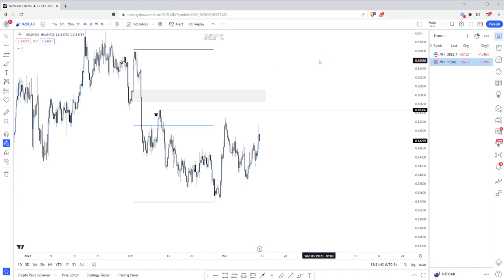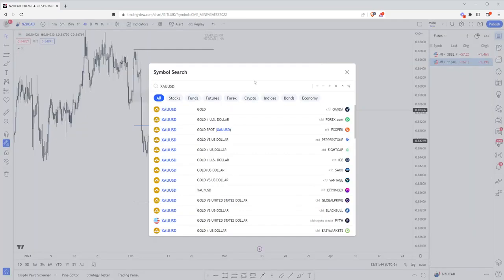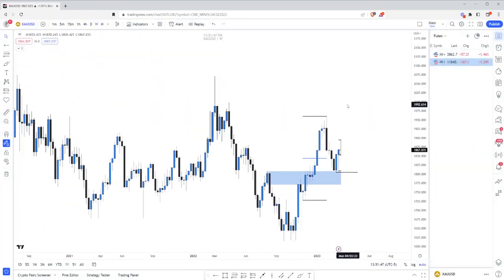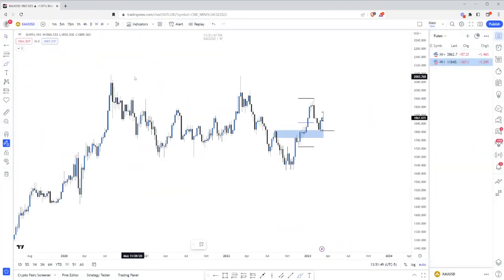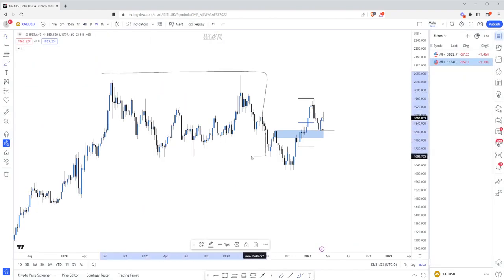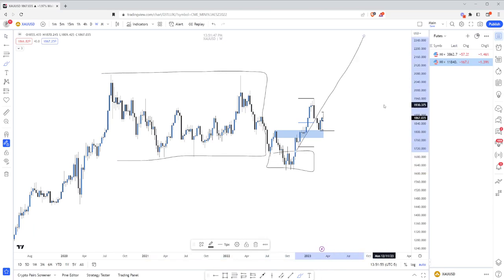And also, a little bit more on gold. Just the last session, I talked about power of three. So accumulation, manipulation, distribution. That's the main reasoning behind this.